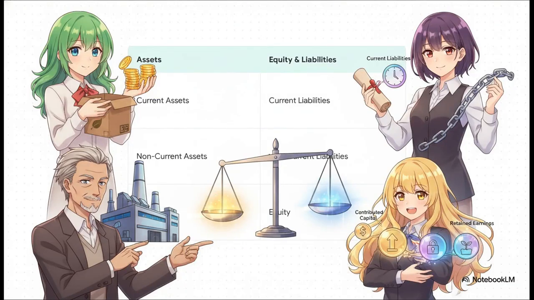Let's think about how the standard B01 structure is actually mapped out. On one side, we organize the assets. These are divided into current assets, things like cash and inventory that can be liquidated quickly, and non-current assets, which are your long-term fixed assets. Then, on the other side, we organize the financing sources. This includes liabilities, both current and non-current, and equity, which covers contributed capital and retained earnings.